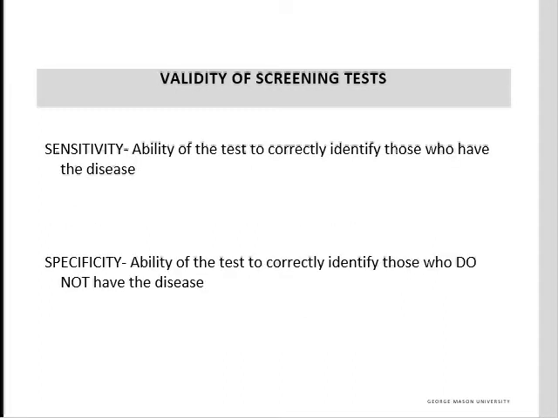Validity of a test is described in two terms: sensitivity and specificity. Sensitivity is defined as the ability of the test to correctly identify those who have the disease. Specificity is defined as the ability of the test to correctly identify those who do not have the disease.